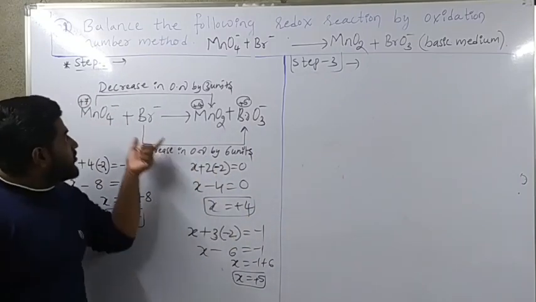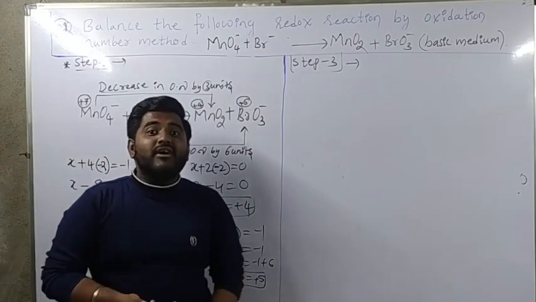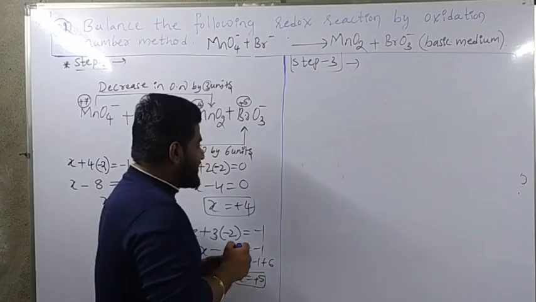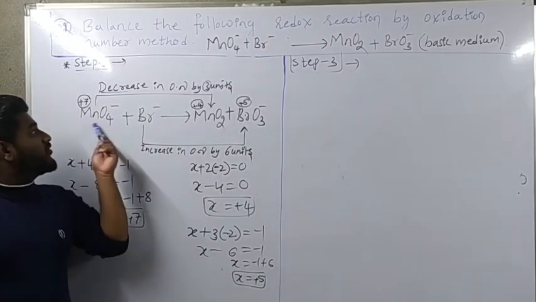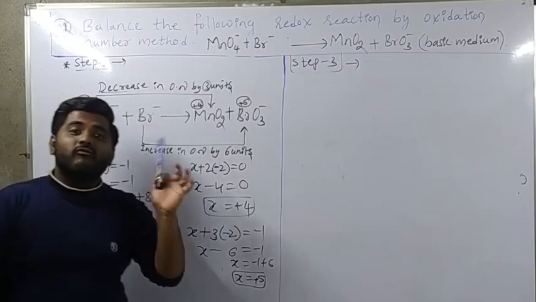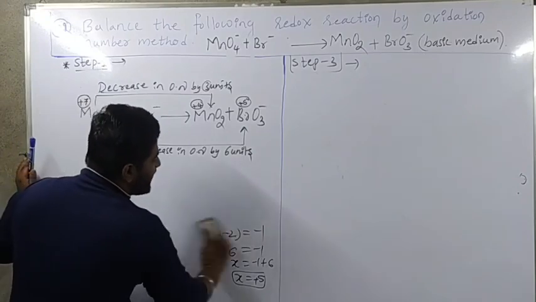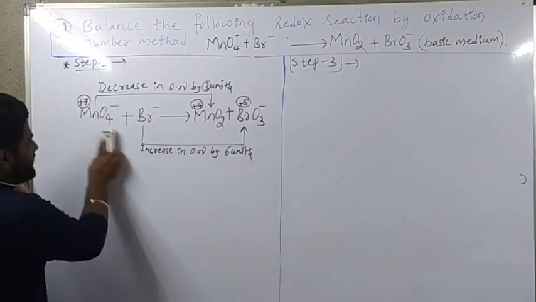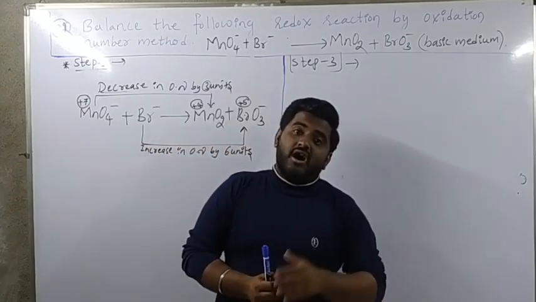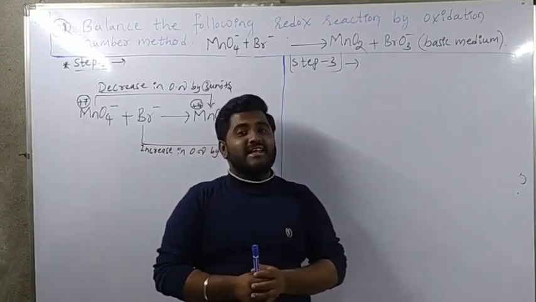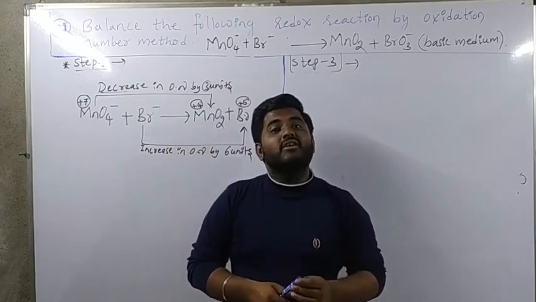I hope you understood how to calculate the oxidation number. We already studied it in the first example, and also in the morning class. See, guys, let us discuss the further part. I hope you understood how to get the oxidation number. This is step 1. Now tell me which is undergoing oxidation and which is undergoing reduction, guys. Comment below. The one whose oxidation number increases is undergoing oxidation, and the one whose oxidation number is decreasing is undergoing reduction.